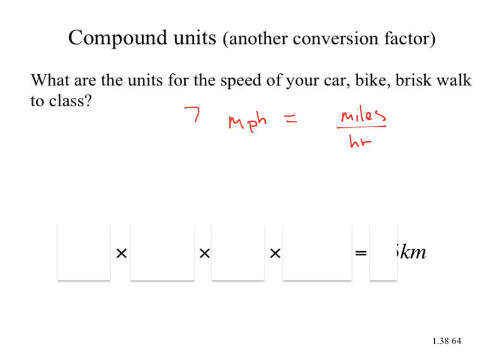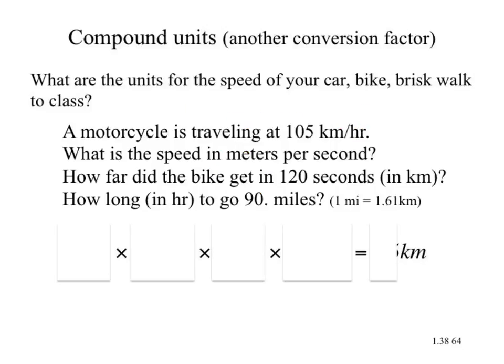What if you were going 75 MPH? What does that mean? You went 75 miles in 1 hour. You have the ability to convert between miles and hour. Okay. If we switch this up, switch it to standard units, kilometers per hour. A motorcycle is traveling at 105 kilometers per hour. What is the speed in meters per second?